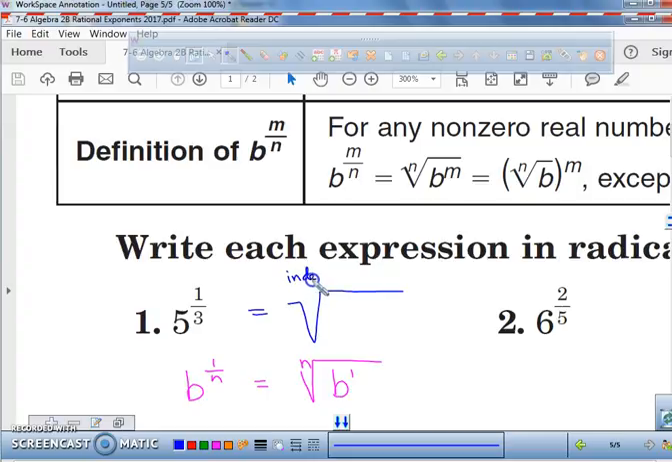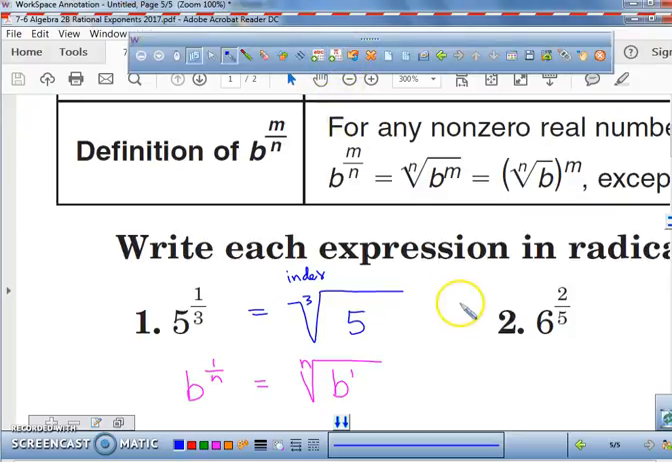So the index will be 3. What number is going to go right here? 5. And do we have to put the 1 right there? No. We don't have to put the 1, but if you wanted to, you could put 5 to the first if you wanted to. But we're going to leave it at that. So this is your final answer written as a radical.